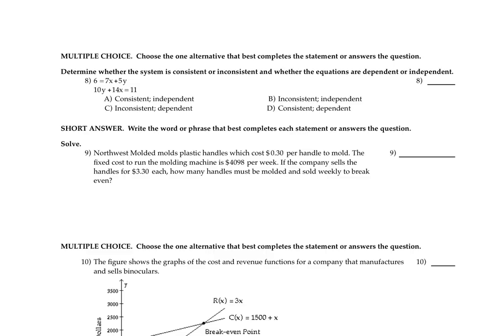There are 3 different types of systems, but there's 4 choices here. Okay. I'm going to go through and talk about the 4, which one's which, and it may not always be in this order. So we got to make sure we understand which one's which. Consistent independent is one solution. That means they're going to cross at an ordered pair.